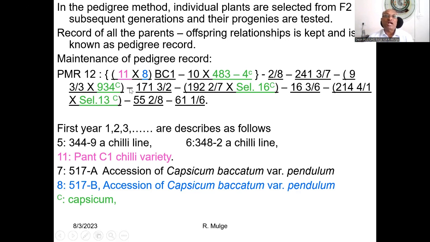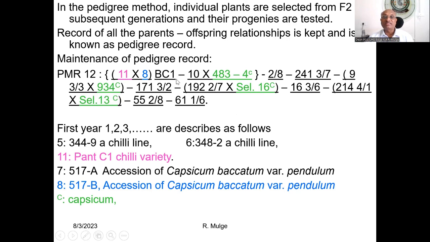To start with, how is this PMR developed? To start with, the 11th line is crossed with the 8th. What is the 11th? The 11th is Pant C1, a chili variety, and this is crossed with the 8th, which means 517B, the wild species Capsicum baccatum var. pendulum, used in the cross. So they got a hybrid, the first generation, F1. Then the F1 is backcrossed with Pant C1 chili, that is BC1, and then you get material, right?